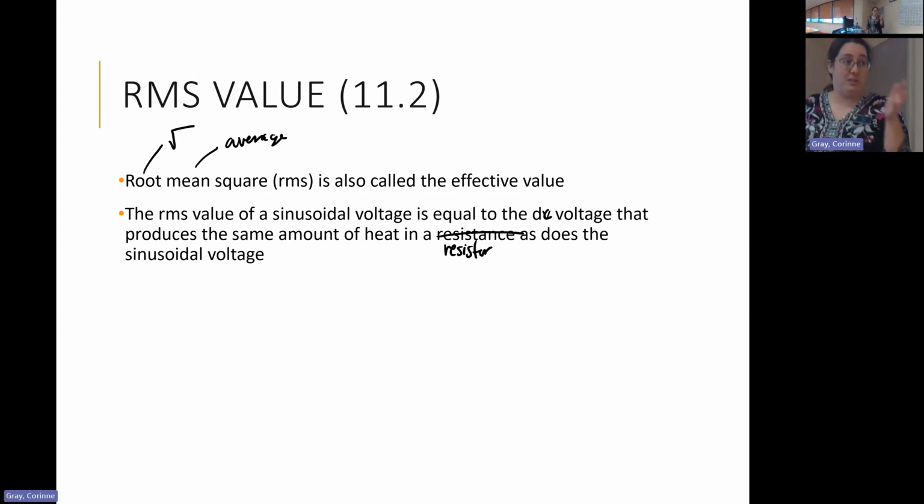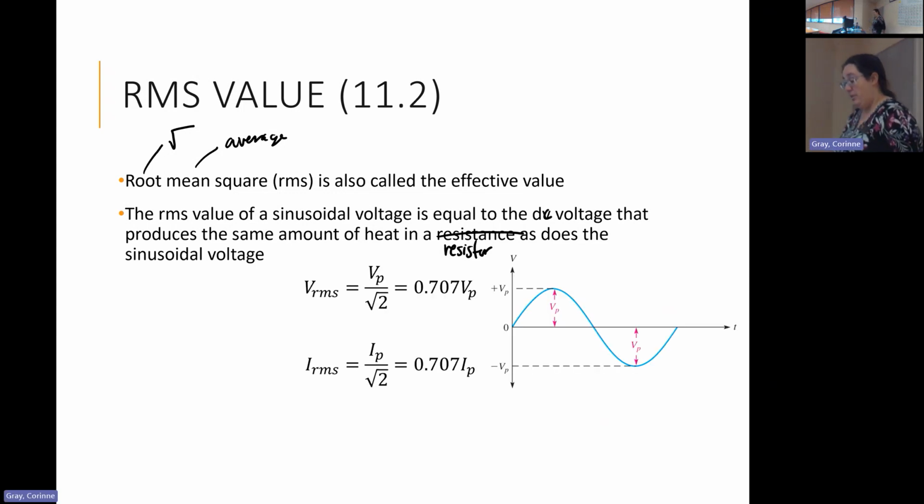But yeah, it should be DC voltage we're going through. So if we took out AC and put in a DC, the same power is going to be dissipated. So the equations are going to look something like this. Here we have the voltage one and the current one as well. Current has the same definition, but you replace every voltage with current.